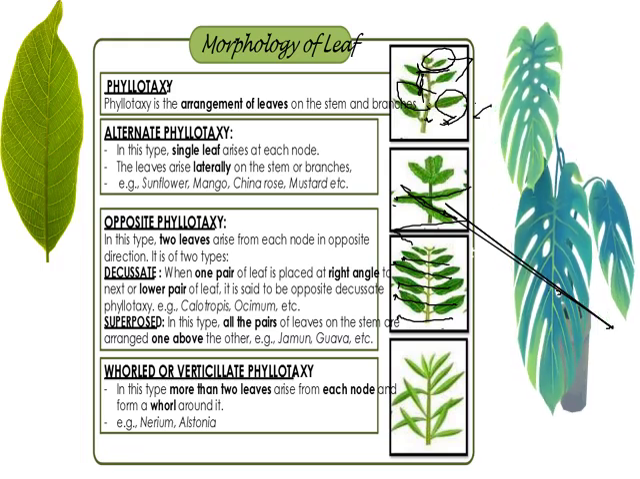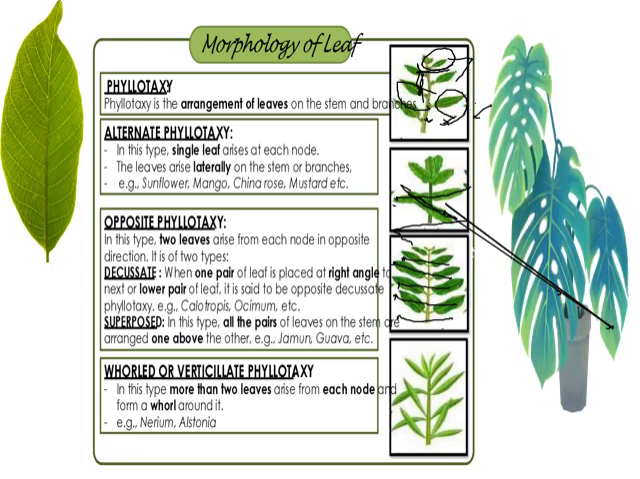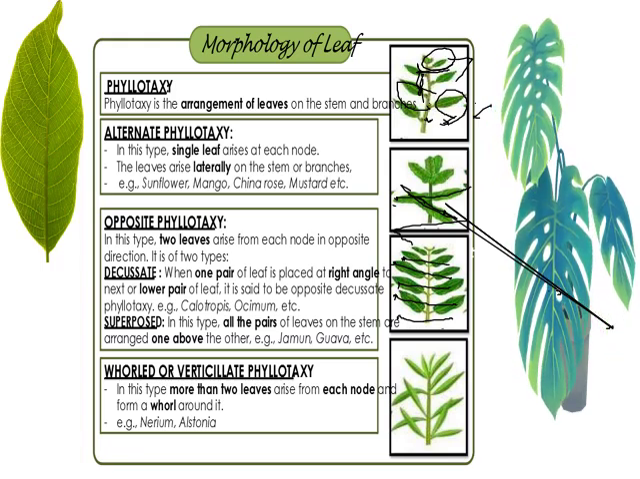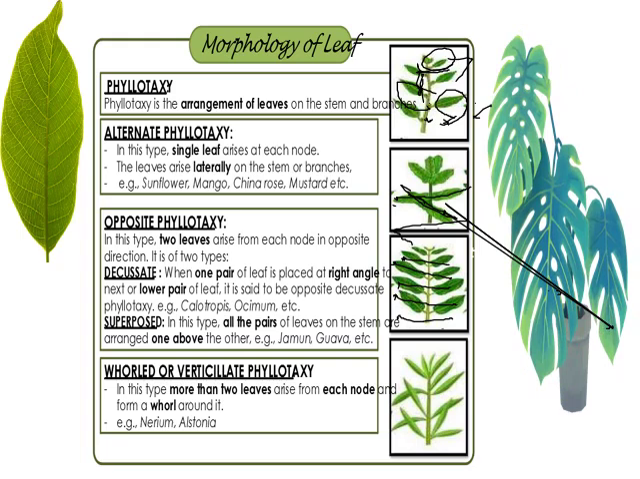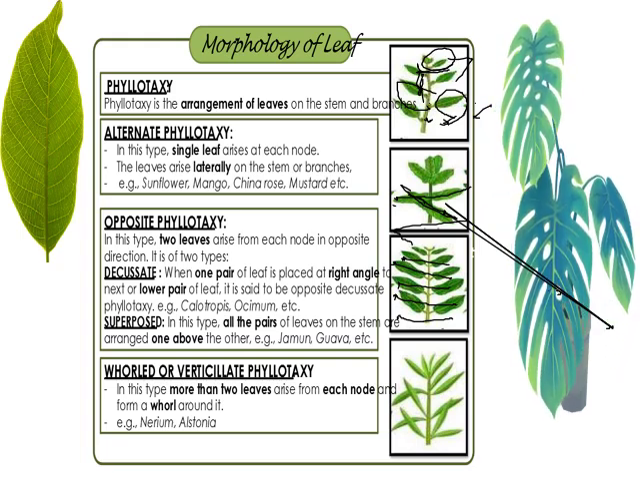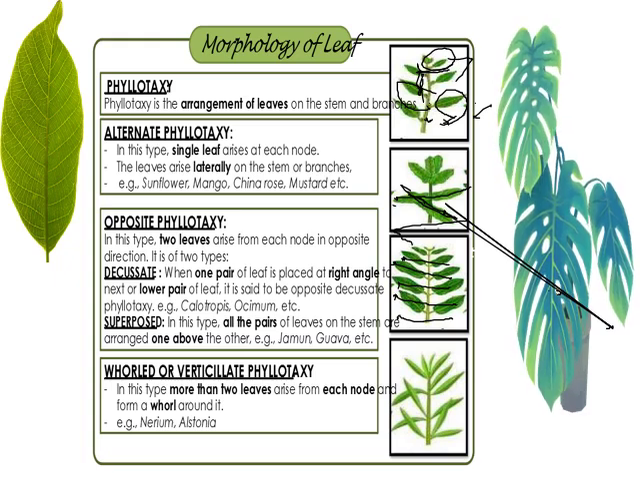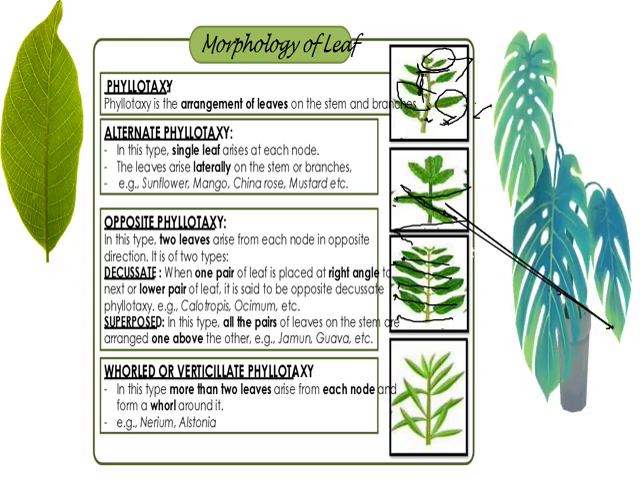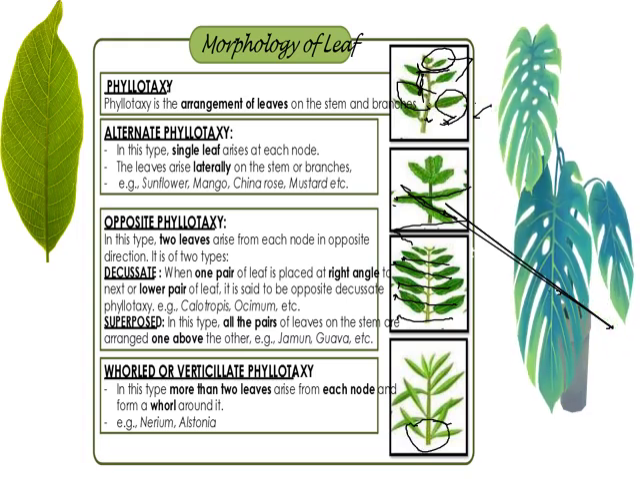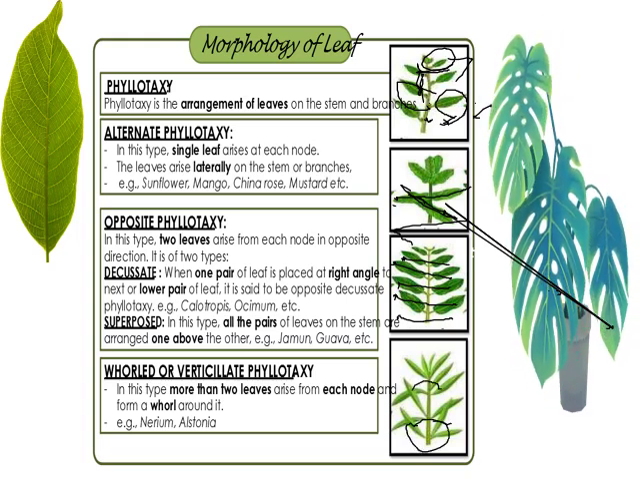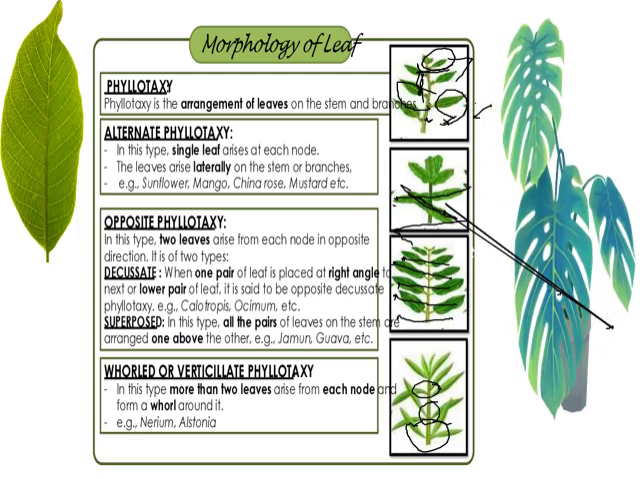The next is whorled or verticillate phyllotaxy. In this type, more than two leaves arise from each node and form a whorl around it. The example of this is Nerium. Here, three leaves originate from a single node. Similarly, this and similarly this.